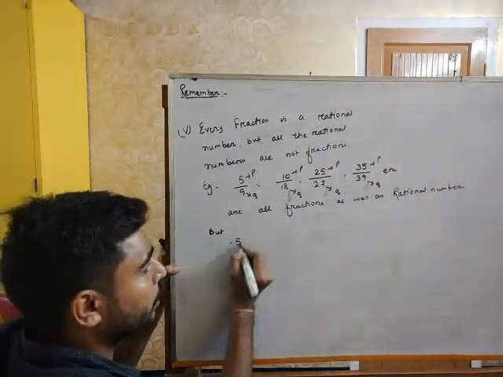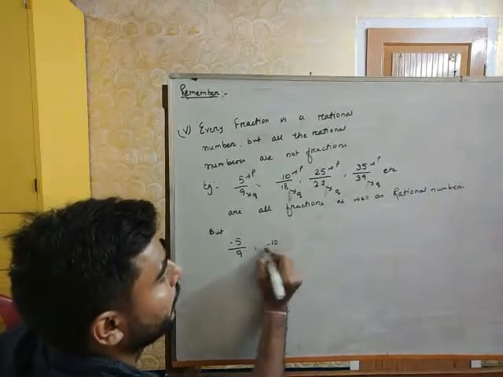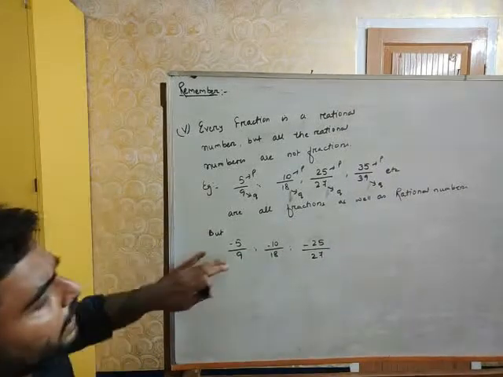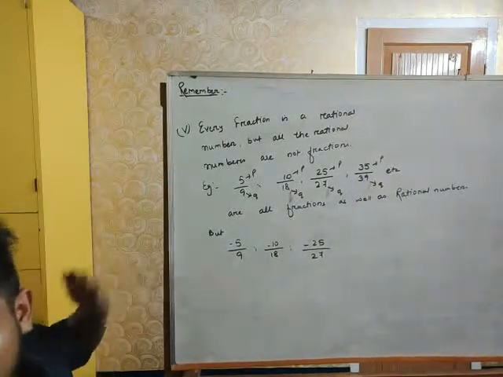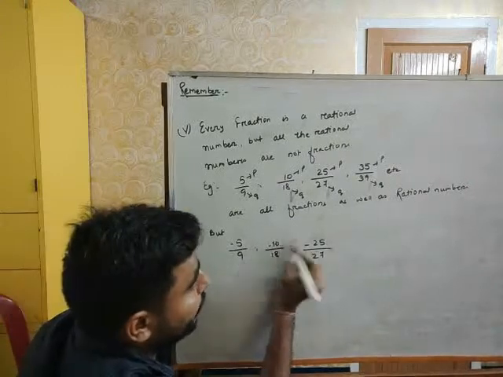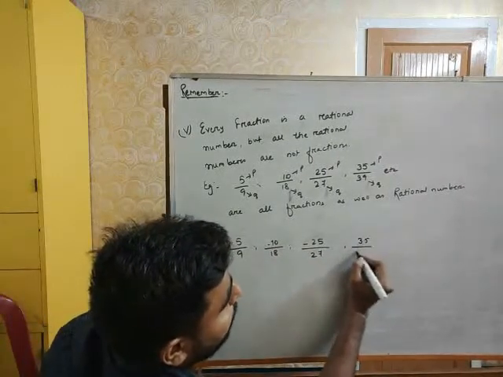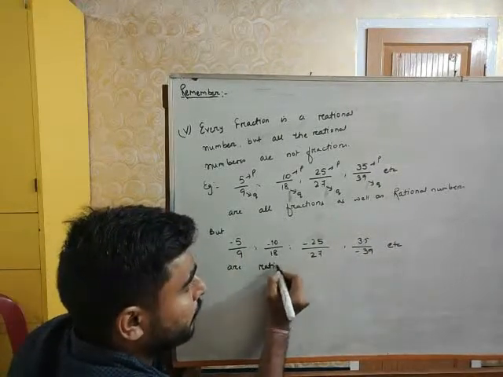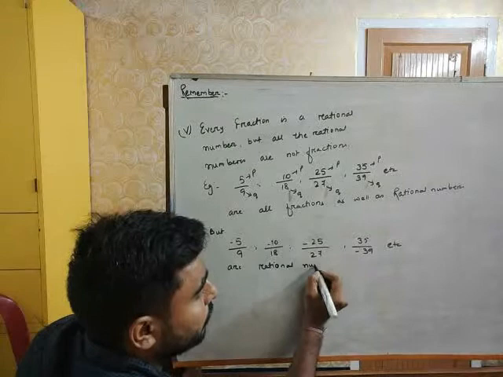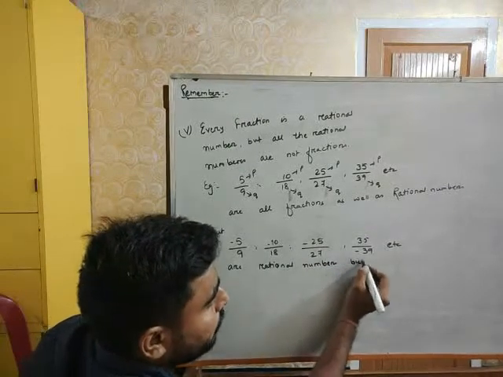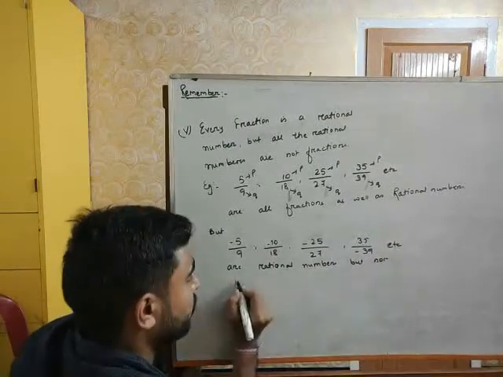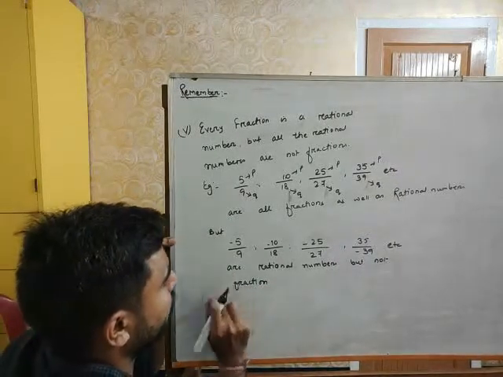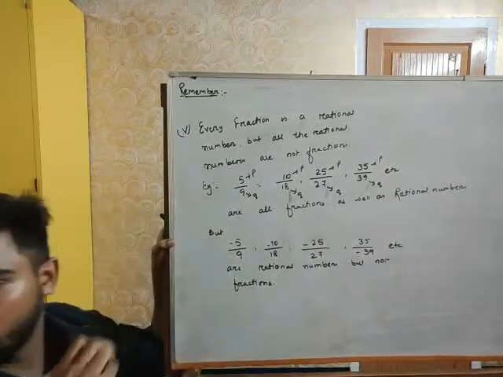But just as I wrote -5/9, -10/18, -25/27, you can also take -9. It's up to you. I'm just writing the examples to make it clear for you. Okay, 35 by -39, etc. are rational numbers but not fractions. Clear? This is the point.